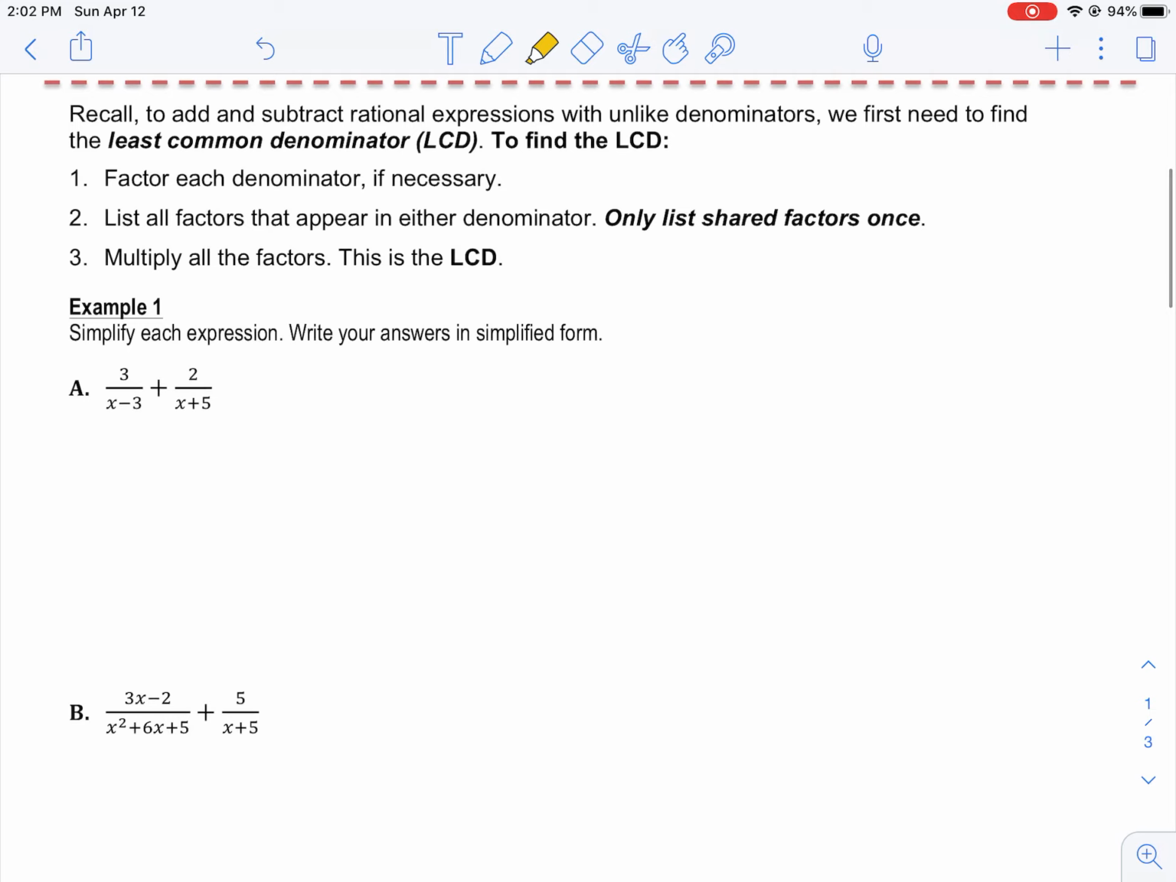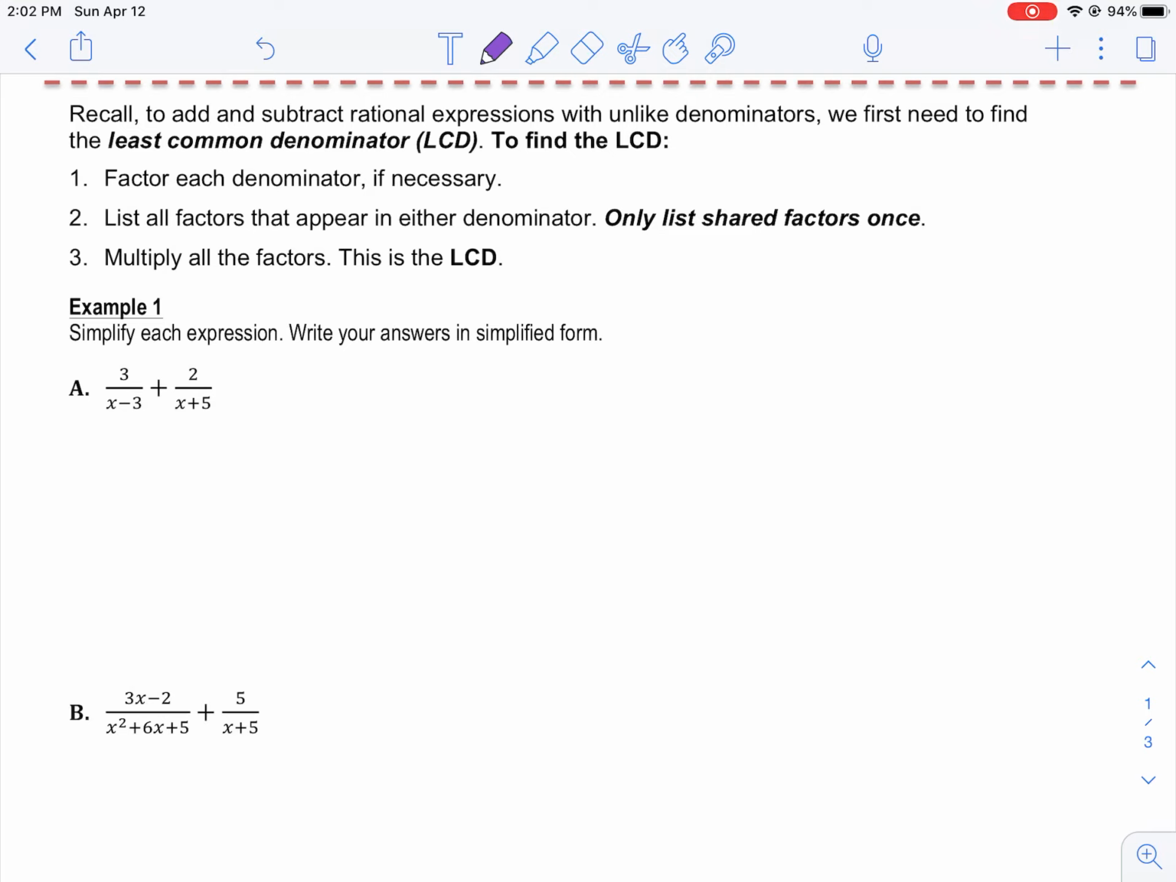So the first step to finding a least common denominator is to factor the denominators, and that's only necessary when you can factor them. If they're not factorable, then all you do is list the factors that appear in either denominator, and then you're going to multiply those factors. So let's take a look at how this works.